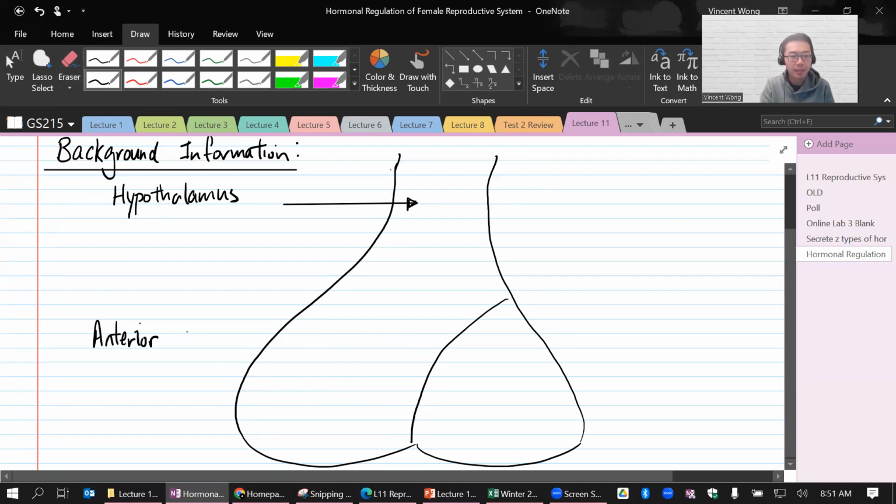Anterior pituitary. You should draw the big one, okay? Because we're going to put a lot of stuff on this guy. And over here we have the posterior pituitary.